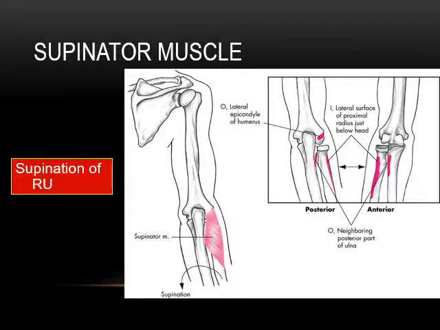Supinator muscle, again, is going to perform supination of the radioulnar joint. And again, you can kind of see the orientation. Again, take your time with the pictures. I'm not going to keep the video running for minutes on this. So, again, pause, kind of look and orient yourself to the origin and insertions as we're going through this.